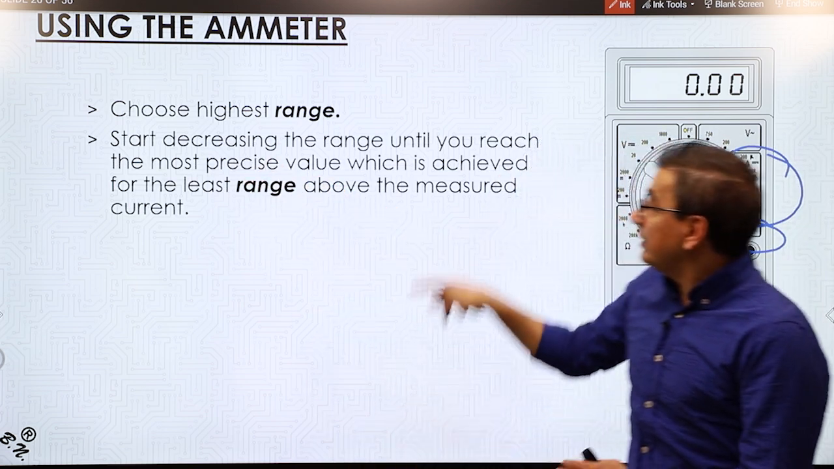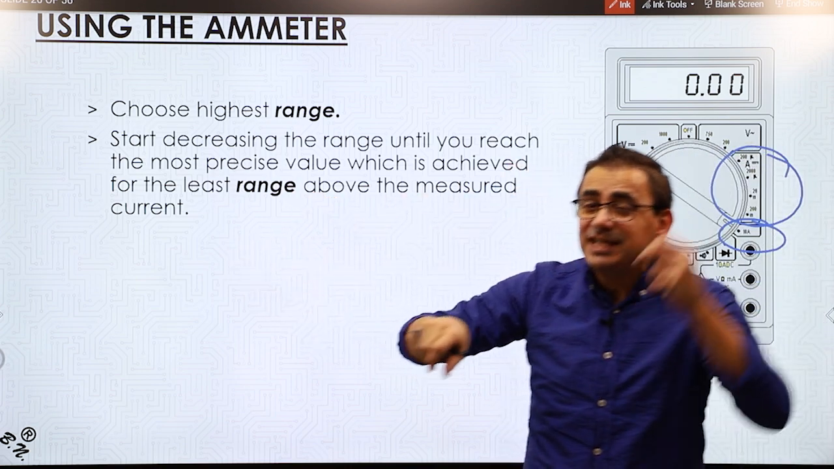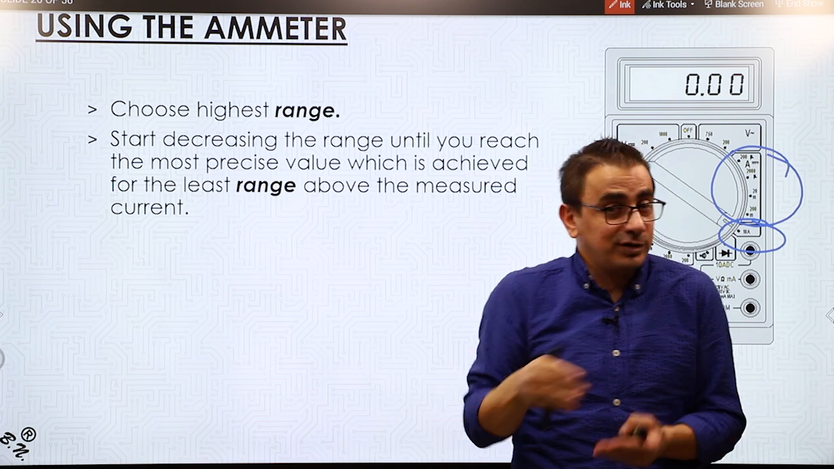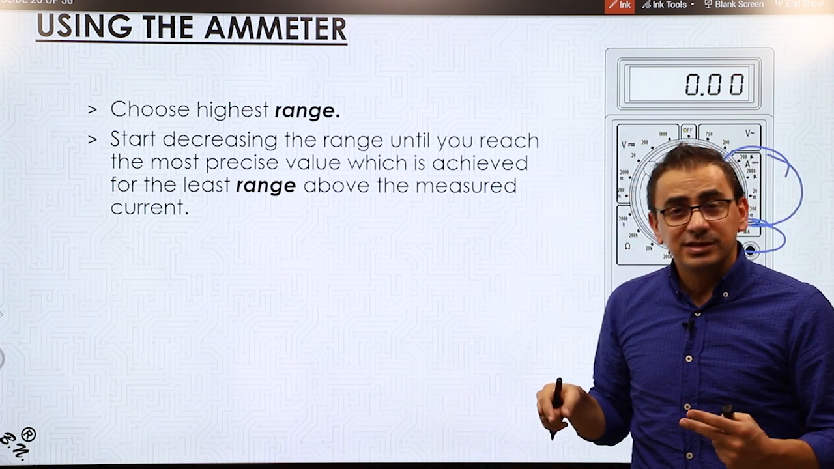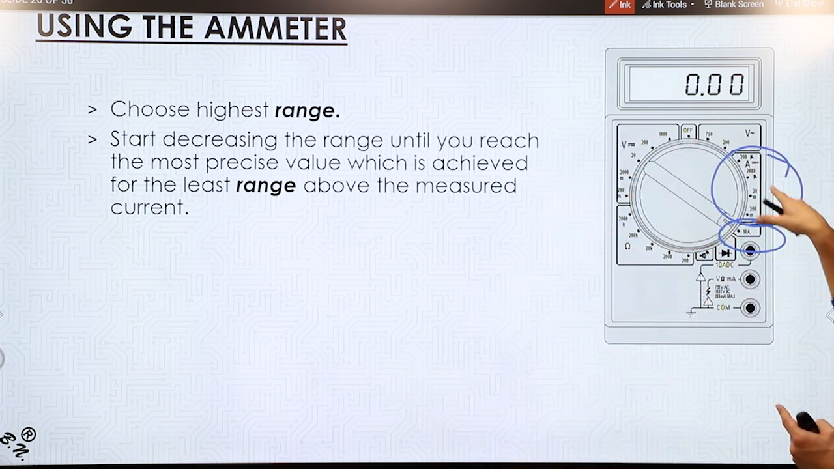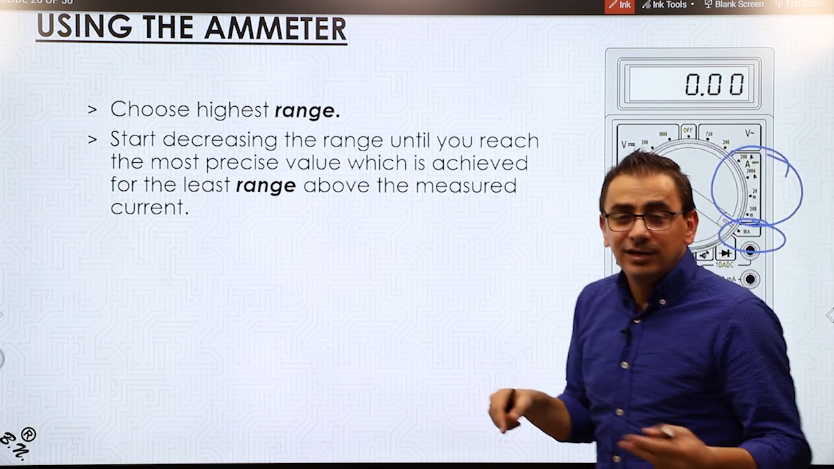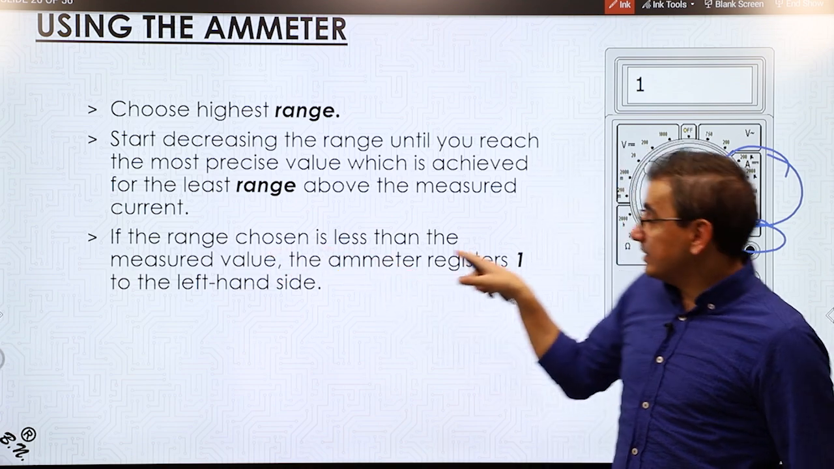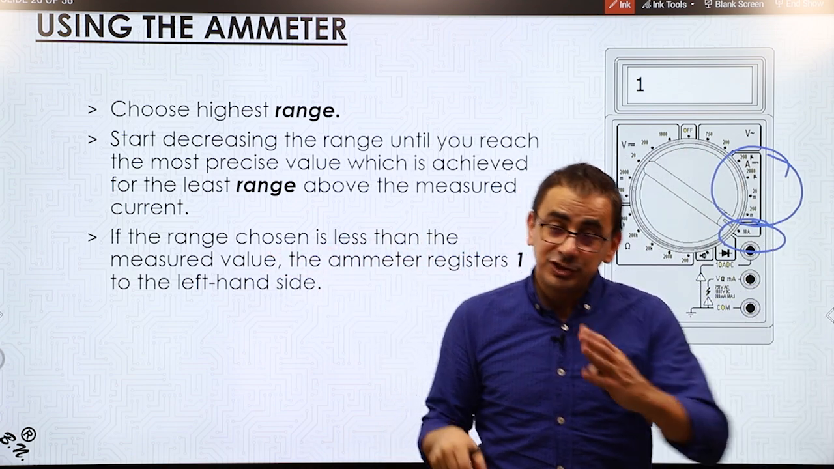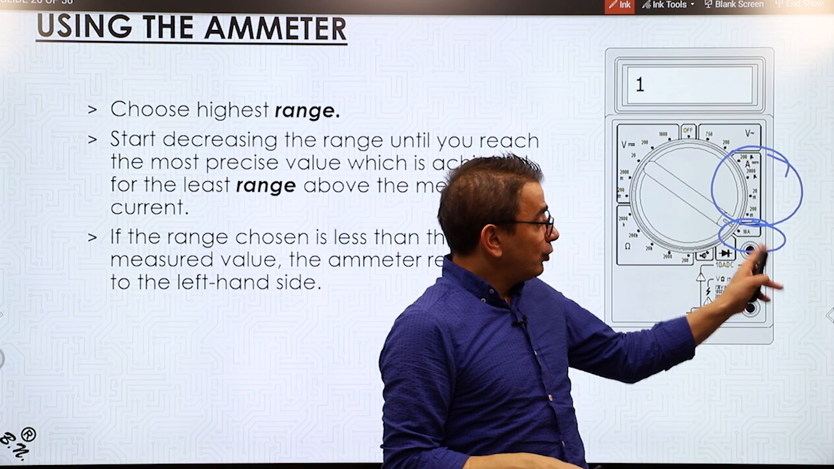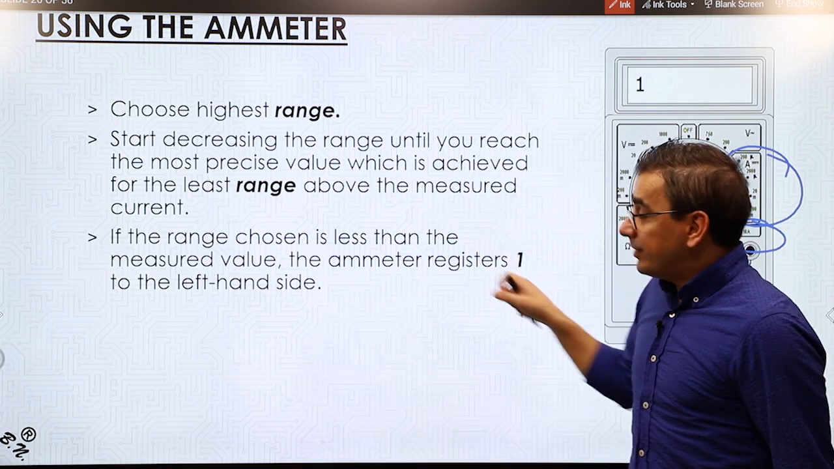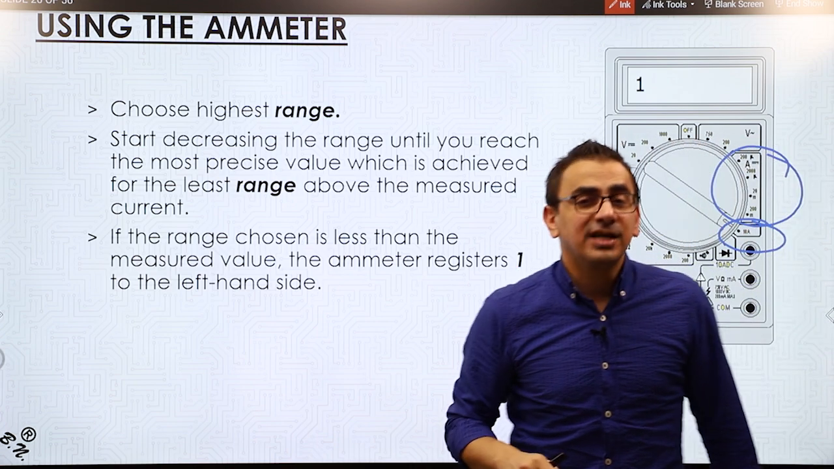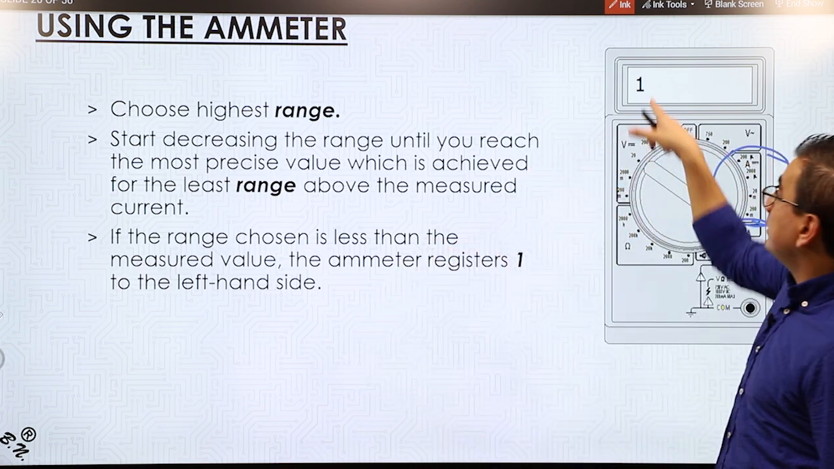Start decreasing the range until you reach the most precise value. But it should be a value, not a disappearing value. For example, if I'm reading 2 amperes, when I drop from here to 200 milliampere, which is less than that, it won't function anymore. If the range chosen is less than the measured value, you are measuring 5, and you choose, let's say, 200 milliampere, the ammeter simply registers and shows you the number 1 to the left-hand side. You'll just see 1 here.